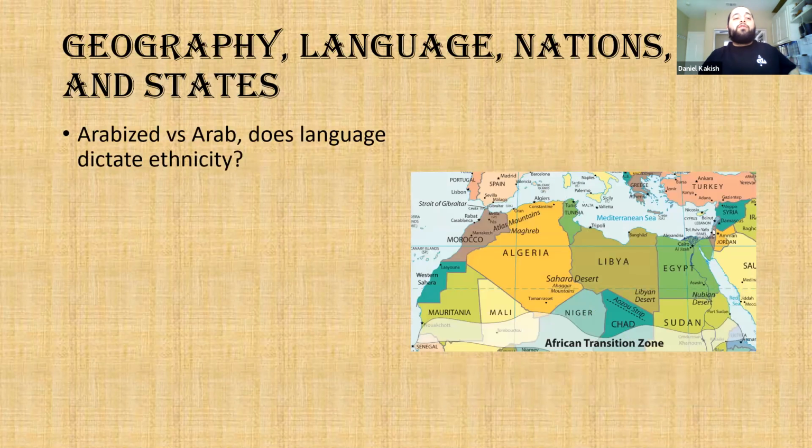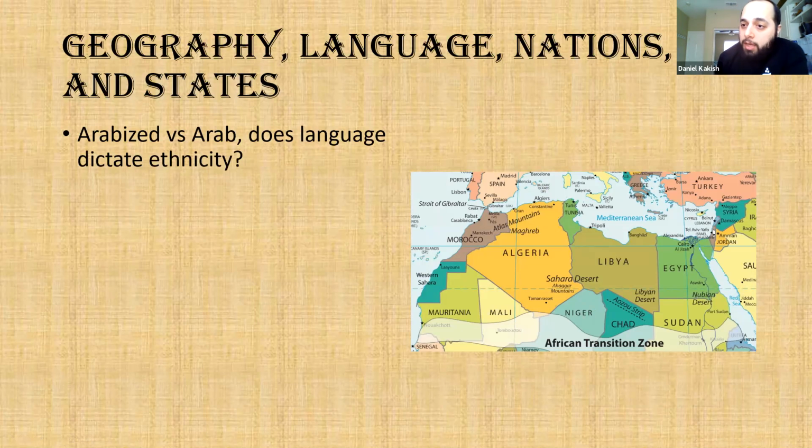So Arabized versus Arab. Does language dictate ethnicity? Now, as you can see here, what I was saying about the borders is also true for the North African parts. You see all these straight lines? This is not natural. These are rulers, all right? So is an Arabized person an Arab?